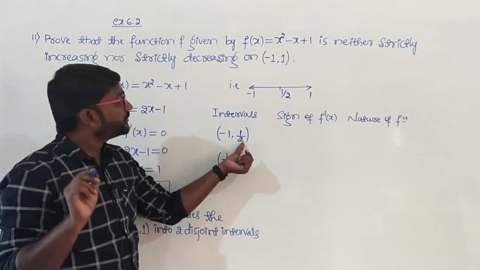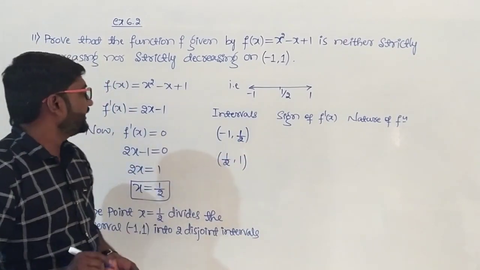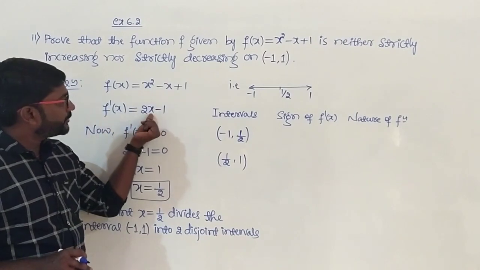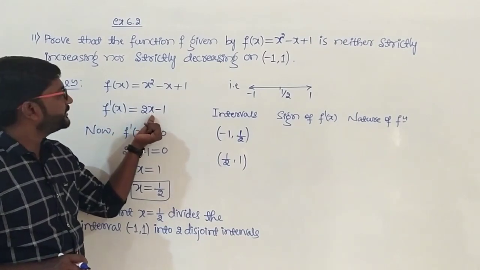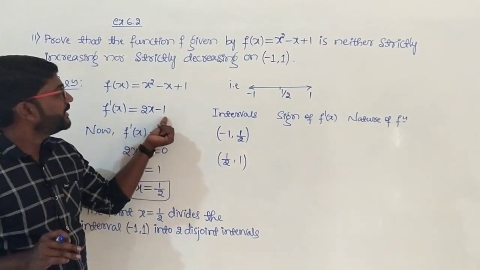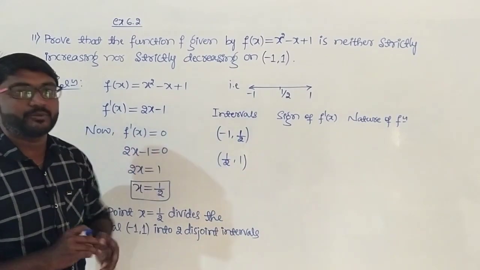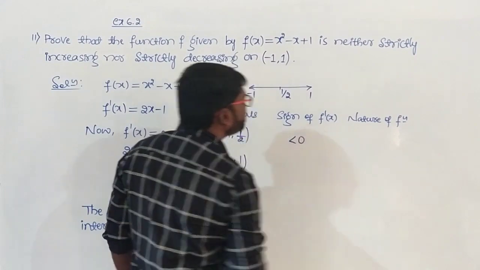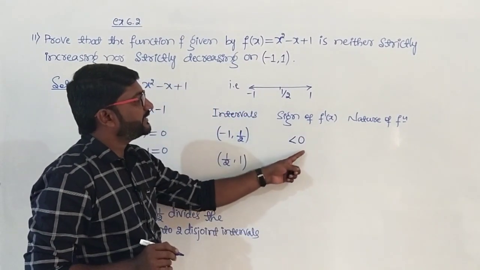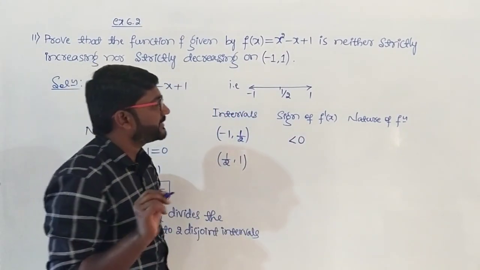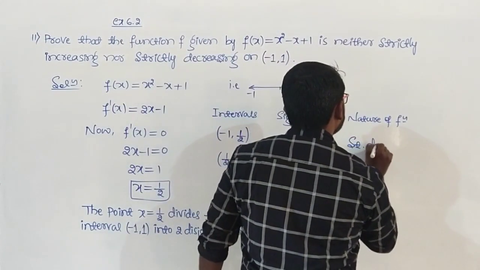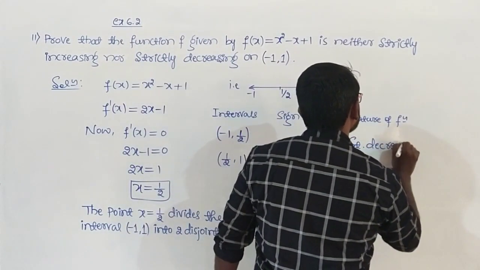Is that clear? So substitute x equal to 0 in f dash of x. This is our f dash of x. x equal to 0 means 2 into 0 is 0. 0 minus 1 is minus 1. Minus 1 is nothing but less than 0. So in this interval sign of f dash of x is less than 0. So if f dash of x is less than 0 then the function is strictly decreasing.